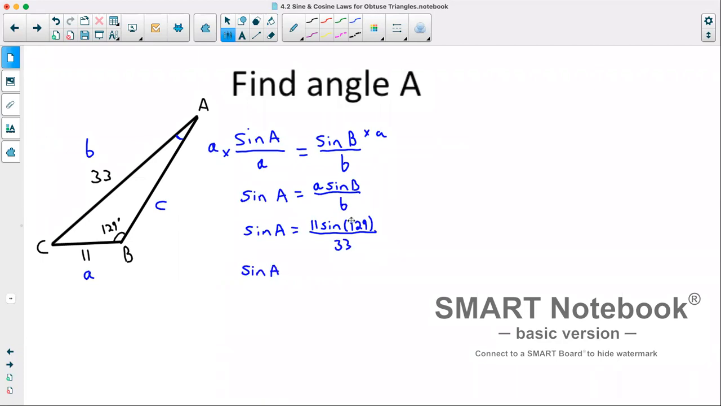So we'll enter this on our calculator. And that gives us sine of A is equal to 0.259. Now to get our A on its own, we have to take arcsine. So A is equal to sine to the power of negative 1 of 0.259, and that gives us A is 15 degrees.